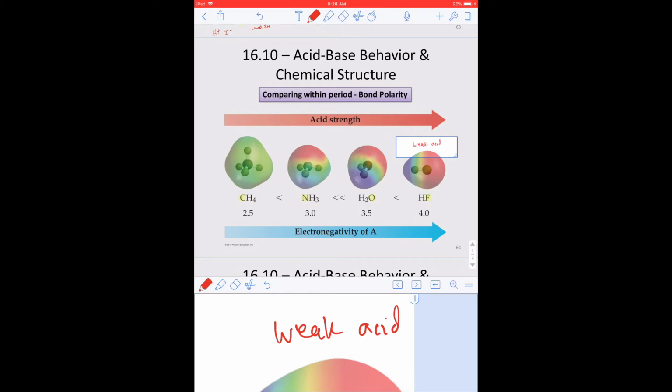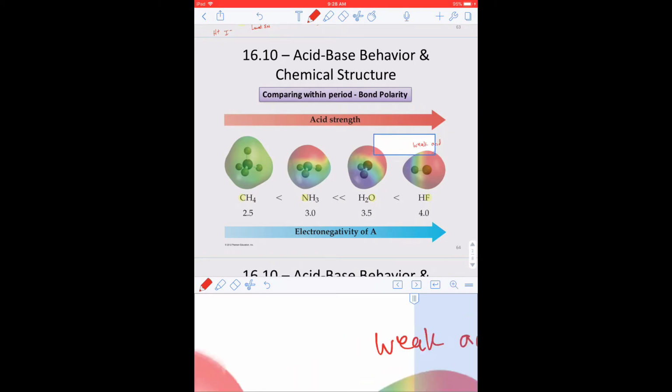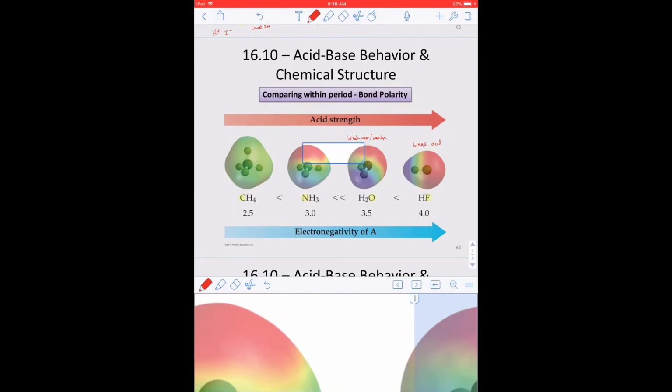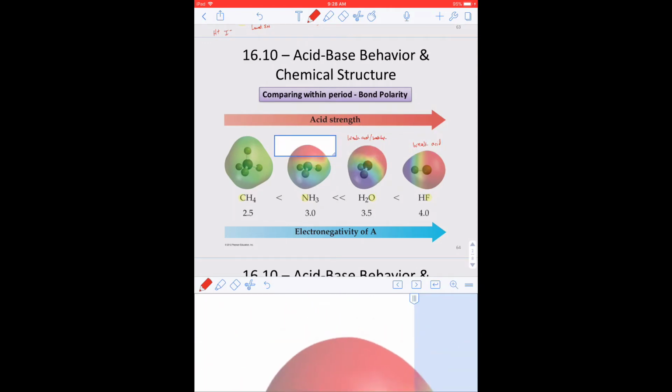Let's think about how we classify these other things. Water. We classify that as a weak acid too. It could be a weak acid or a weak base. All right, and then NH3, well, we typically call that a weak base, right? So it's going to be more basic than acidic, but technically it could donate a proton, but not as efficiently as water, and especially not as efficiently as fluorine.